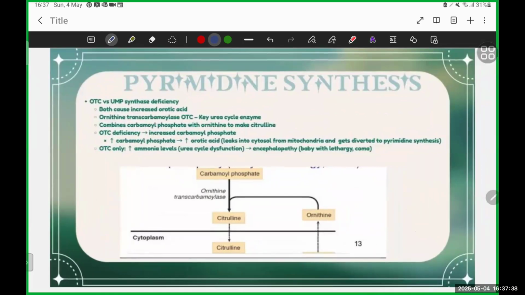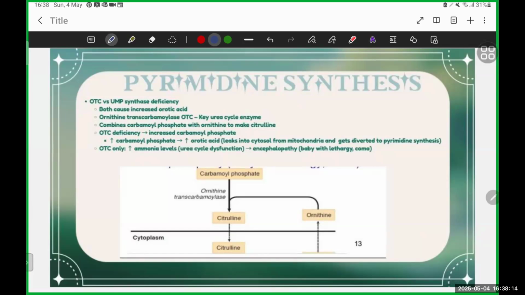Now, there is another reaction which involves increased orotic acid. It's called the same name, but it's when you have a deficiency in ornithine transcarbamylase, or OTC. This enzyme is very important in the urea cycle. I'm hoping you guys did the urea cycle.